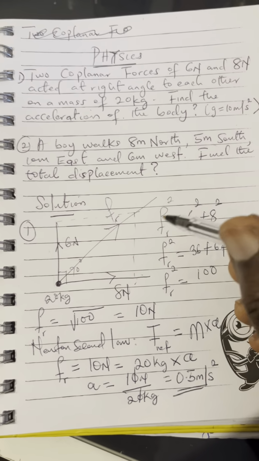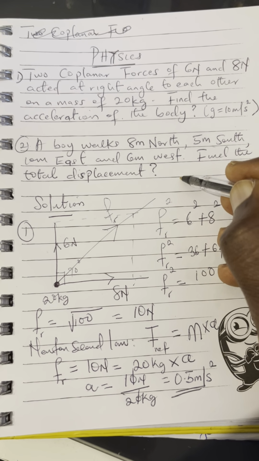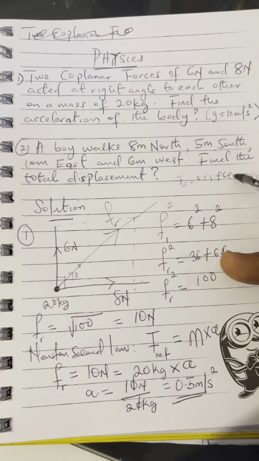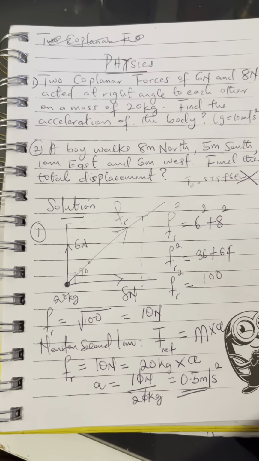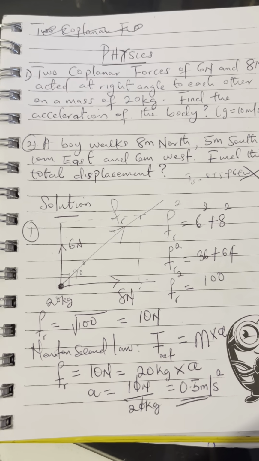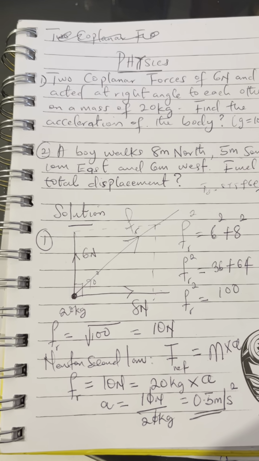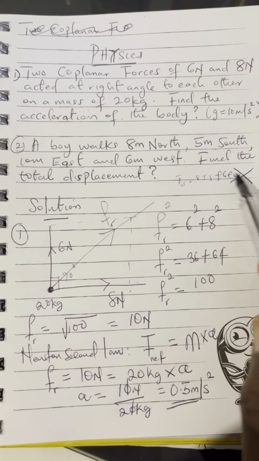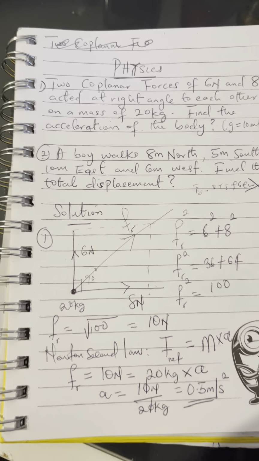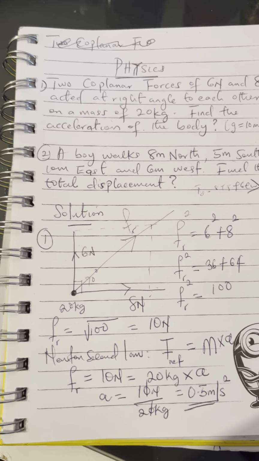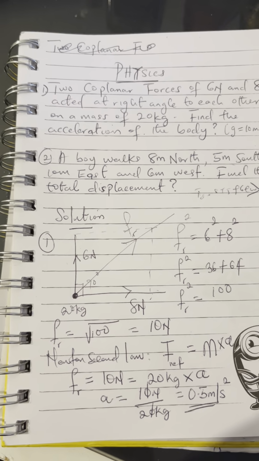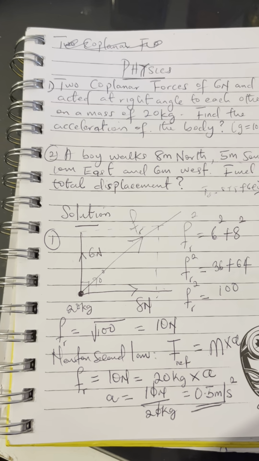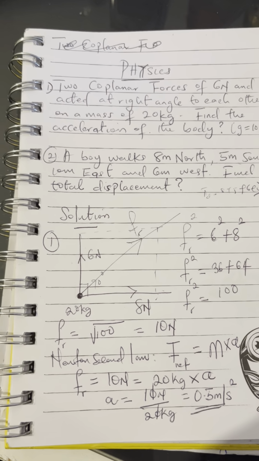Just because some student will say the total displacement will be 8 plus 5 plus 6 plus 10, this is very wrong. The way you add vectors is different from the way you add scalars. If it's a scalar quantity, you can add it directly, but if it's a vector quantity, you must add it vectorially, considering their direction and the sign, whether they are opposite in direction. You get what I'm saying now.